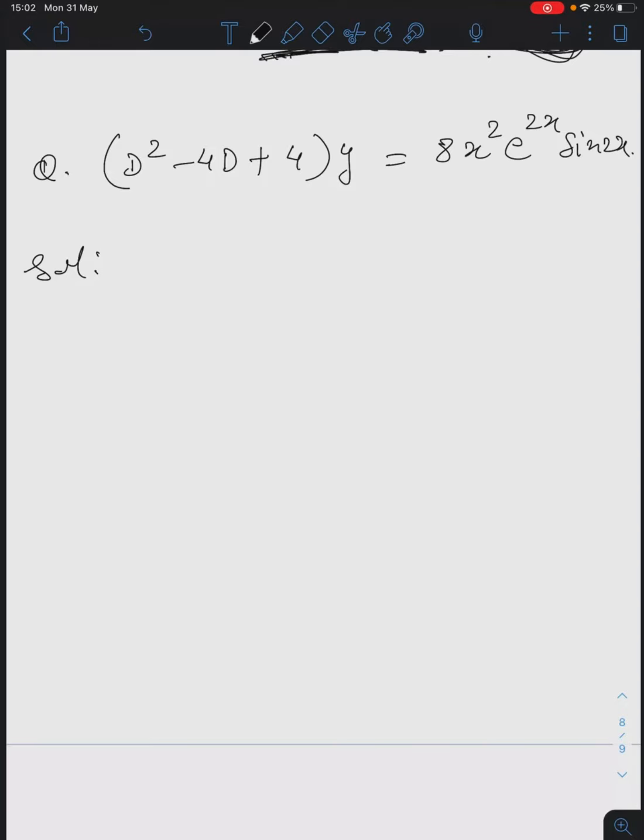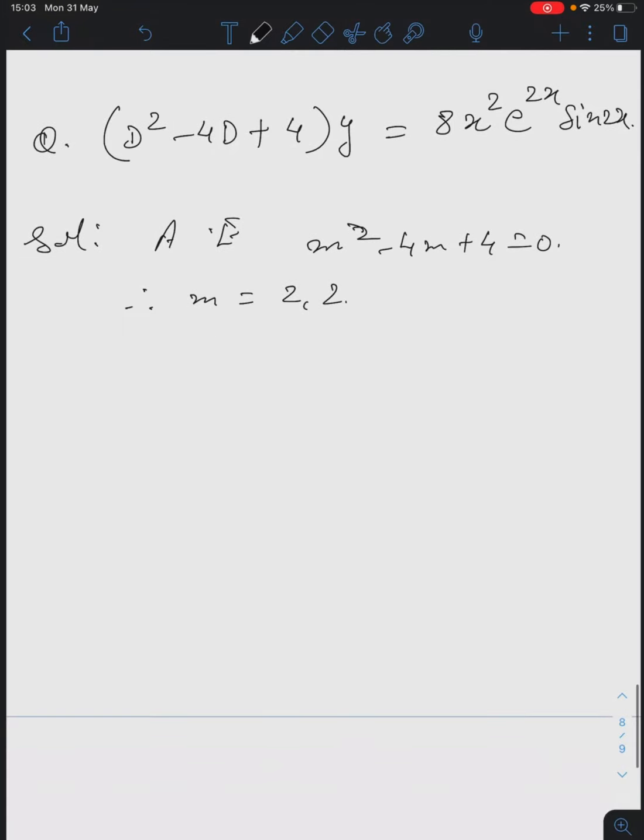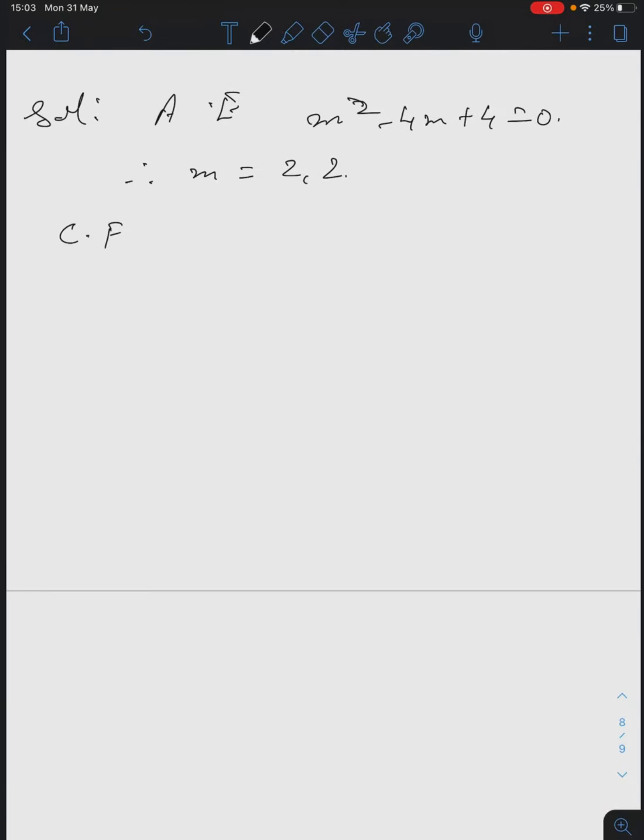So first find the complementary function. Auxiliary equation, m square minus 4m plus 4 is equal to 0. So the roots are 2, 2. So what will be the complementary function? Roots are real and repeated. It will be C1 plus C2 x, into e to the power 2x. So this is your complementary function, leave as it is.